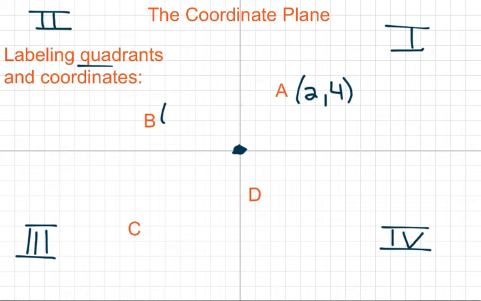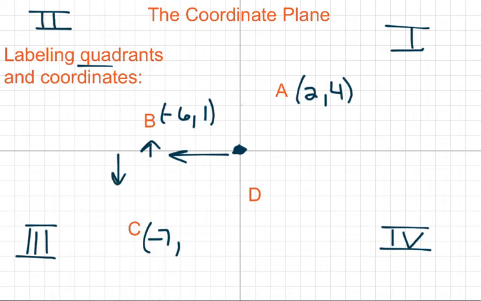Point B, notice, is going to the left. So therefore, our x value is negative. So 1, 2, 3, 4, 5, 6, negative 6. But it's still going up. So therefore, it's up positive 1. That's our y value. C is one more over from B. So that means it's negative 7. But in this case, it's also going down. 1, 2, 3, 4, 5, 6.